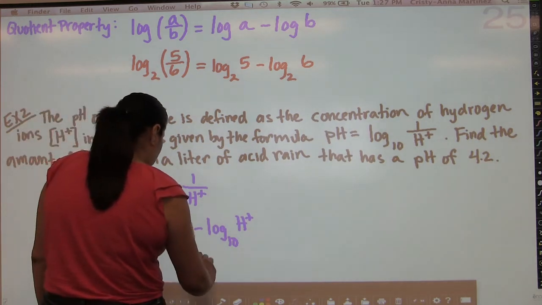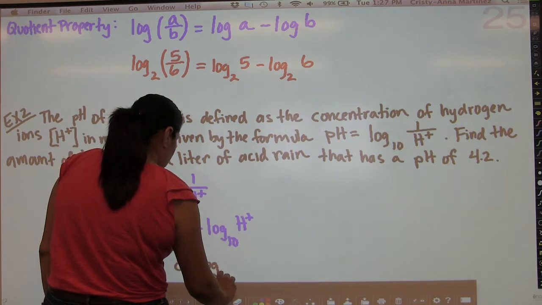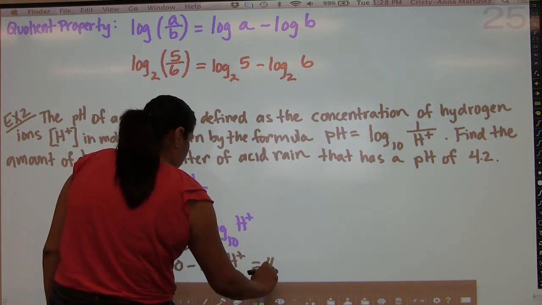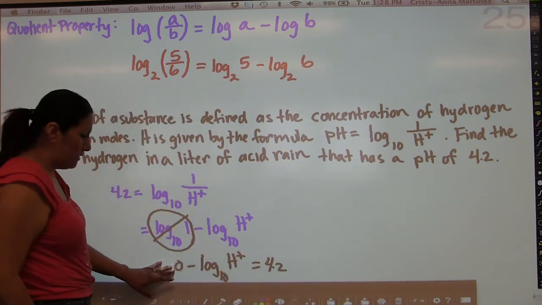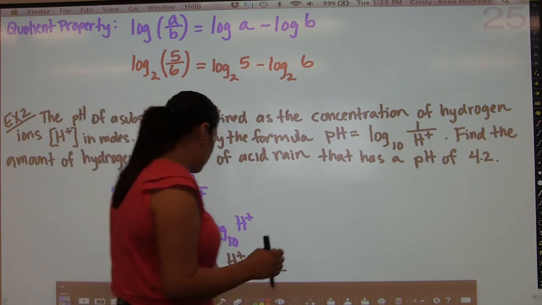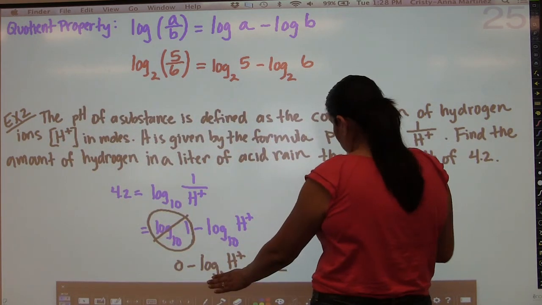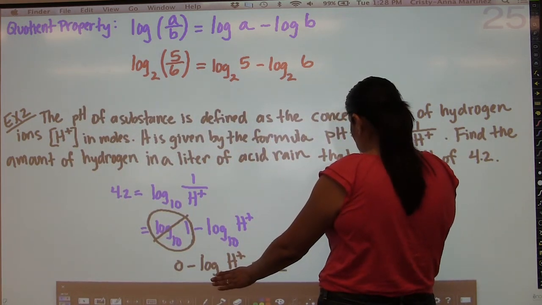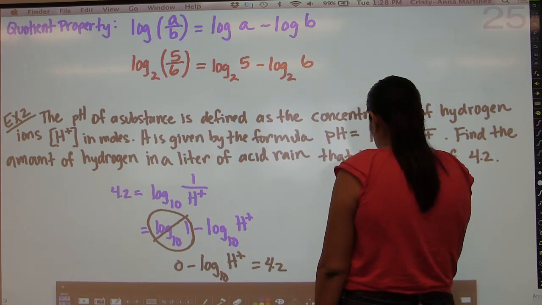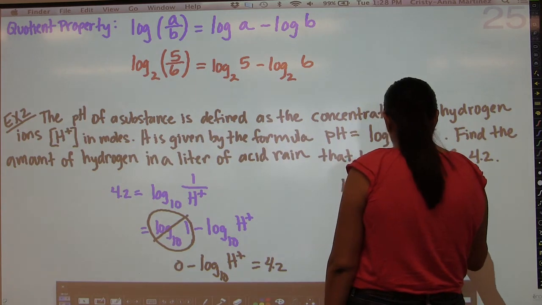And so you have 0 minus log base 10 of H equals 4.2. And so we don't technically need the 0 there, but we do have negative log base 10 of H. So we divide by negative on both sides. And I don't have space to show it there, but I'm going to come over here and get log. So if I divide by a negative, it's going to be a positive log base 10 of H is equal to negative 4.2.